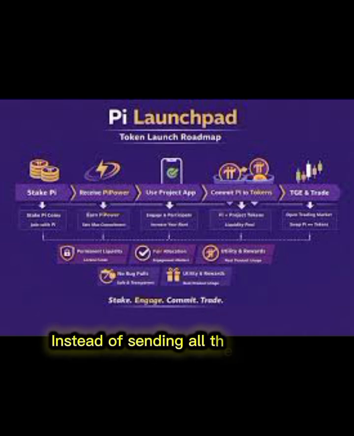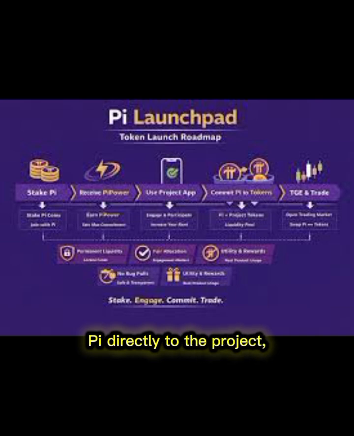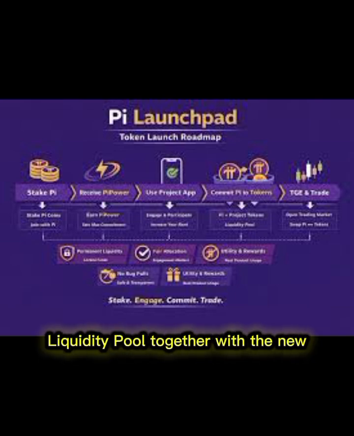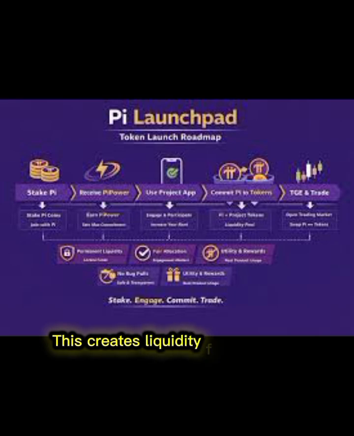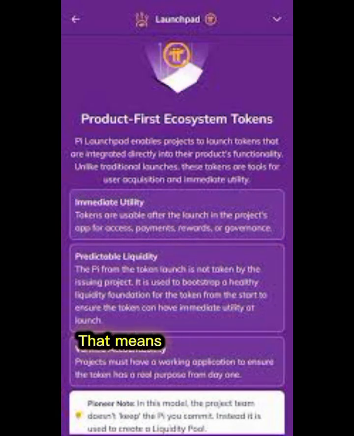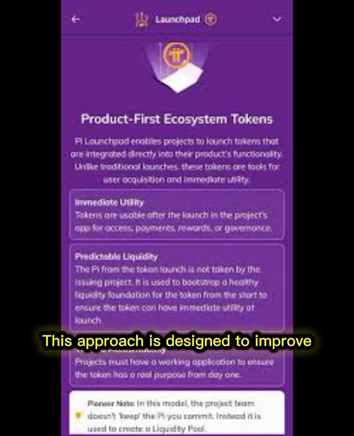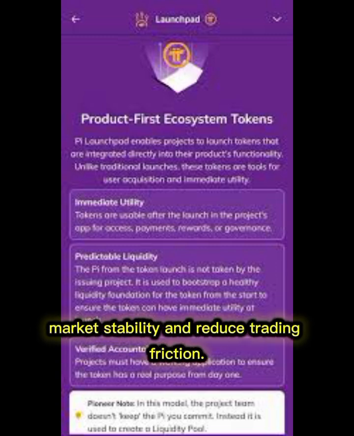Instead of sending all the collected Pi directly to the project, the Pi is placed into a liquidity pool together with the new ecosystem token. This creates liquidity from the very beginning. That means people can buy and sell the token more easily without depending entirely on individual buyers and sellers. This approach is designed to improve market stability and reduce trading friction.